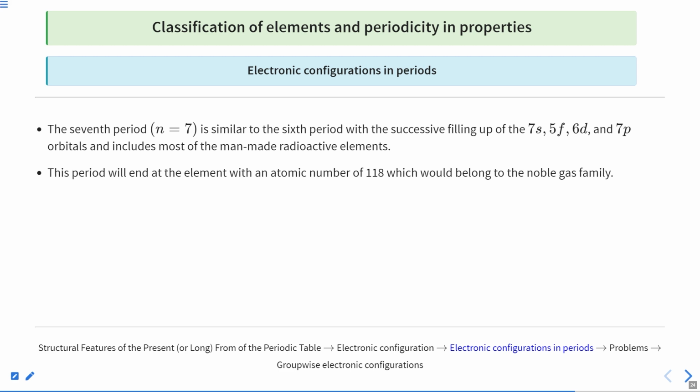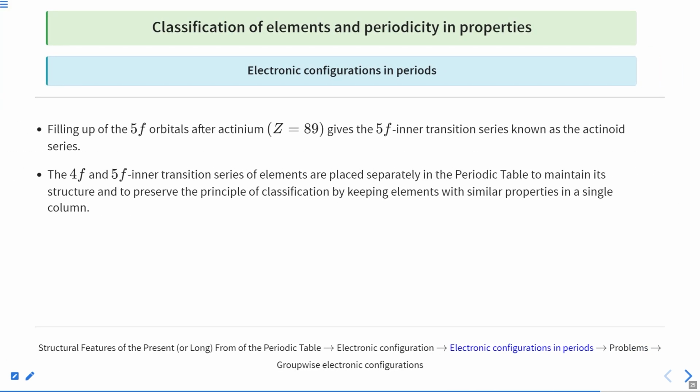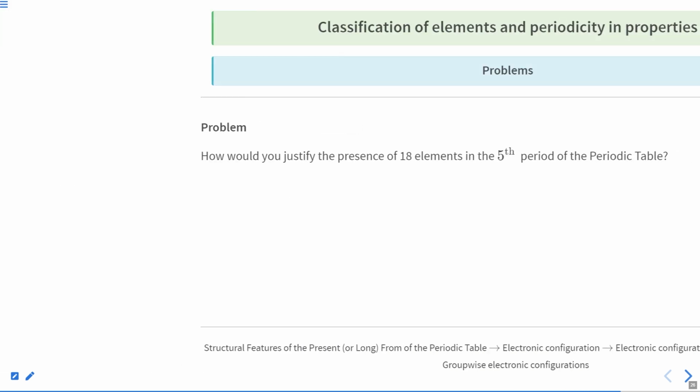The seventh period is similar to the sixth period. So there is successive filling of 7s, 5f, 6d, 7p. This period will end at the element with atomic number 118, which would belong to the noble gas configuration. The filling of the 5f orbital gives rise to the inner transition elements. Initially we saw this through the medium of groups and periods; now we are seeing it through electronic configuration. The 4f and 5f inner transition elements are placed separately in the periodic table. We have seen it already, so I will not repeat it.